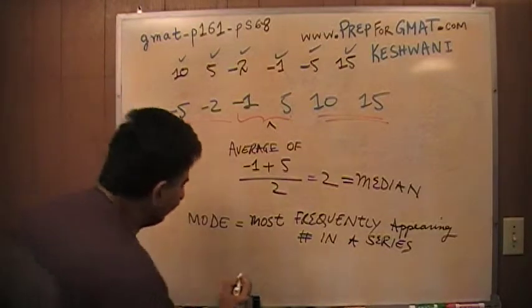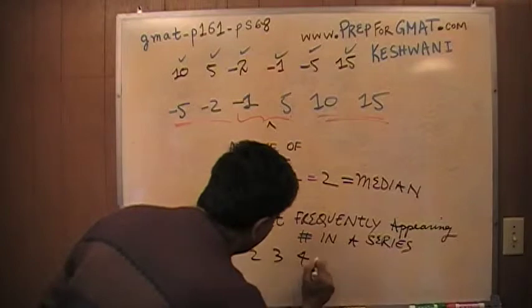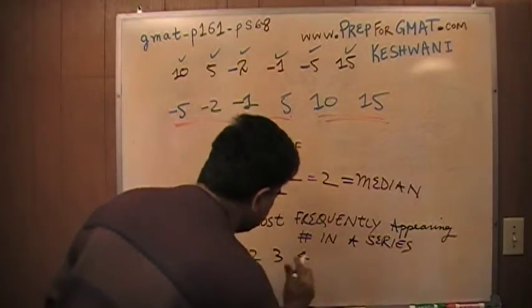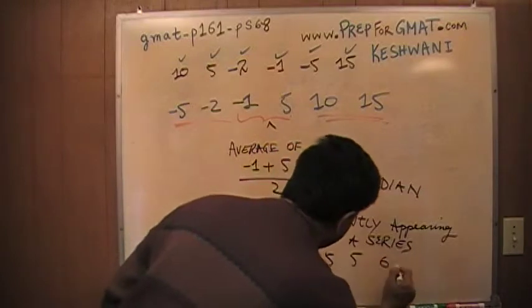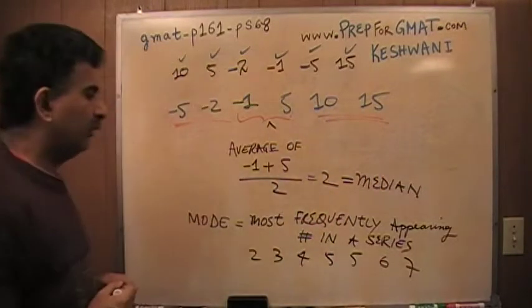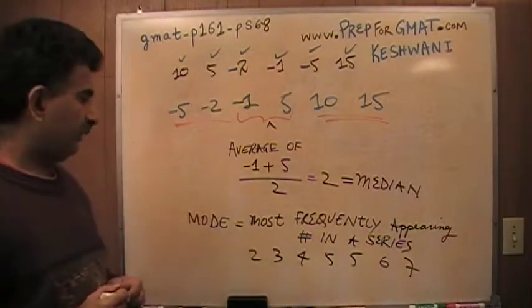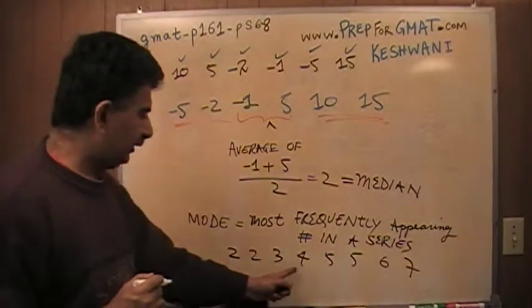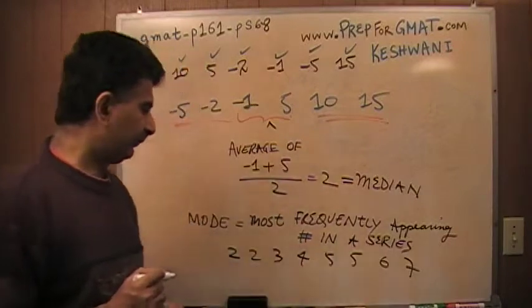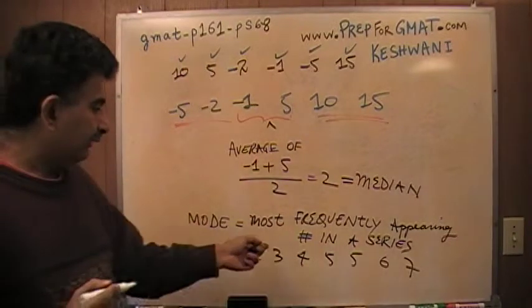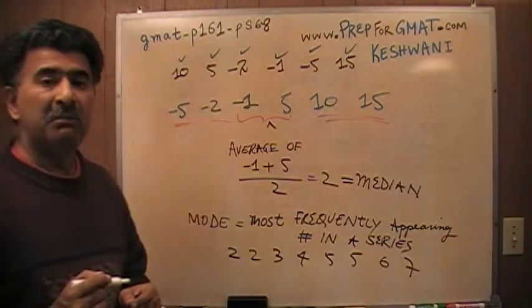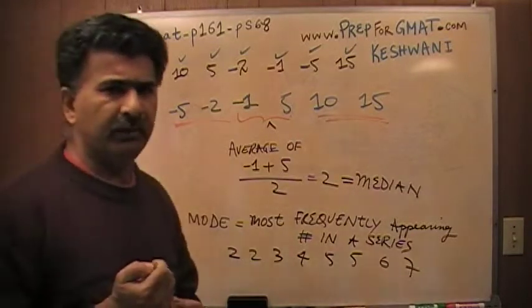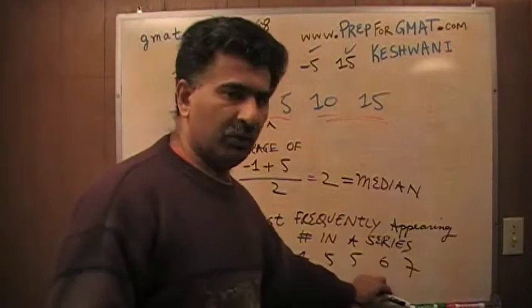For example, if I have a series of 2, 3, 4, 5, 6, and 7, here the mode is 5. What if I had a series that looked like this? 2, 2, 2, 2, 3, 4, 5, 5, 6, and 7. What's the mode in this case? Something like this is referred to as bimodal. It has 2 modes. And that's all you have to worry about. You will never find something called trimodal on the GMAT.